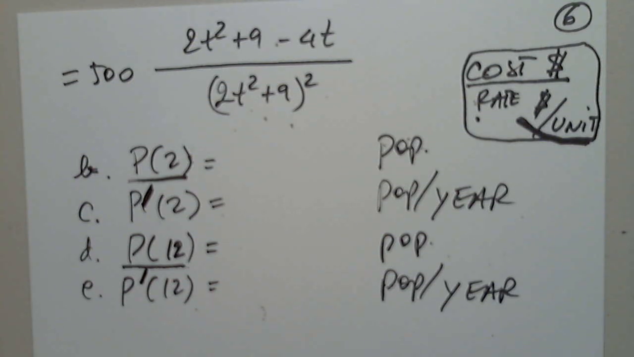Plus 9, and divide by, in parentheses, 2t squared plus 9, but don't forget to square. At this point, I'll go back to the second and table. All I need to plug in is 2 and 12. I will copy all of them at the same time. I mean, they're all there instantaneously.